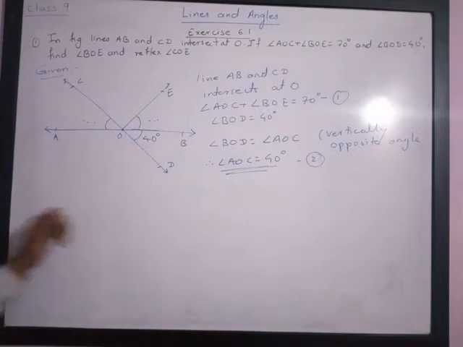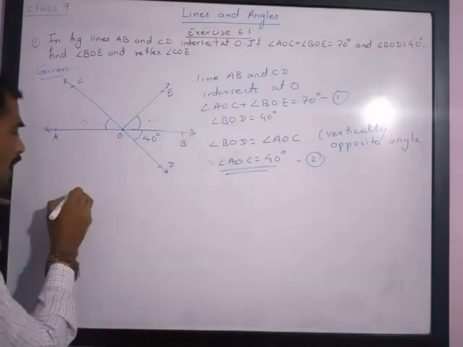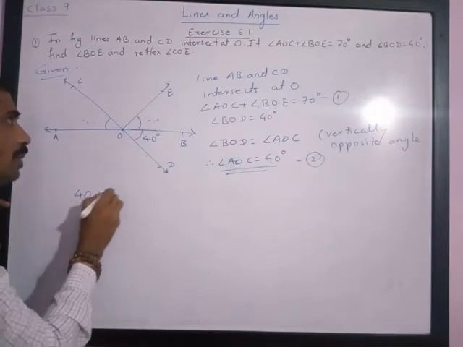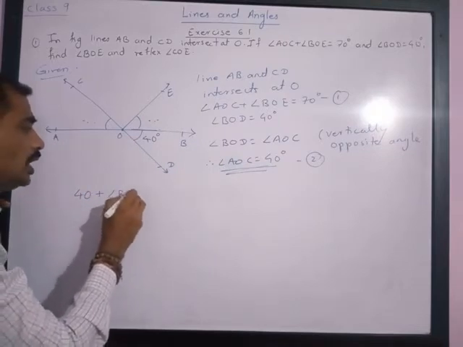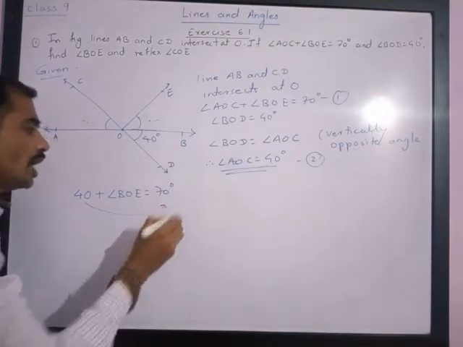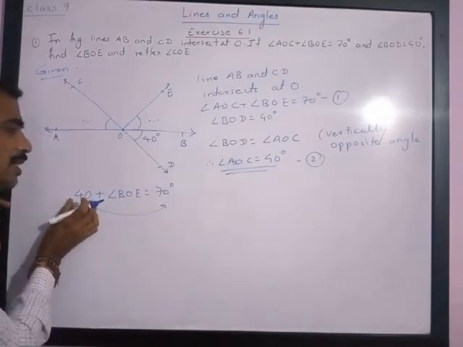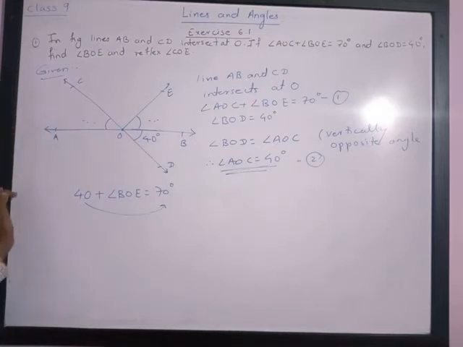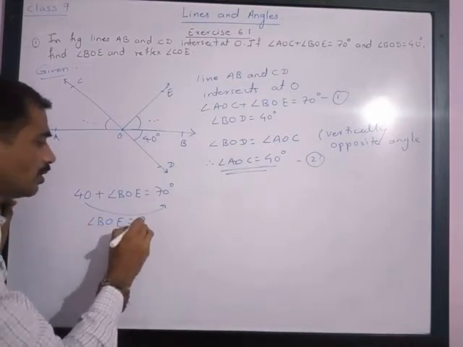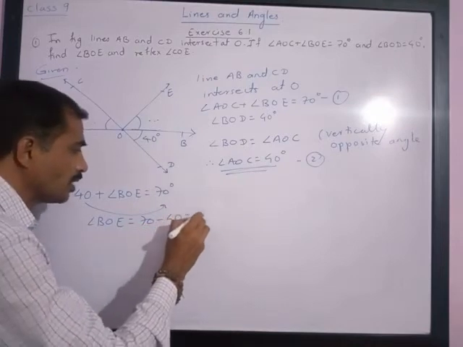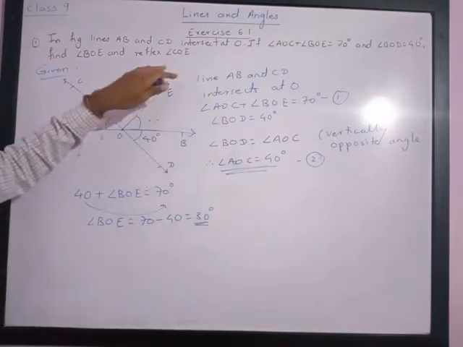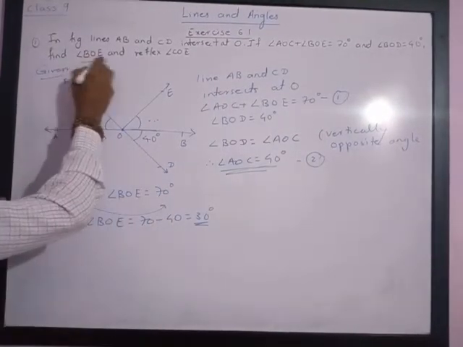So we will get, angle AOC is 40 degrees. It means 40 plus angle BOE is equal to 70 degrees. If you transpose 40 to the other side, it was added on this side, so when transposed, it will become negative. So angle BOE is equal to 70 minus 40, that is equal to 30 degrees. Now please note, we were asked to find angle BOE. This is what we have found.